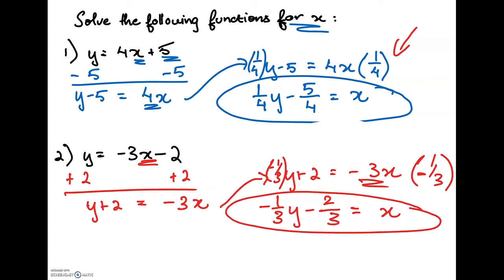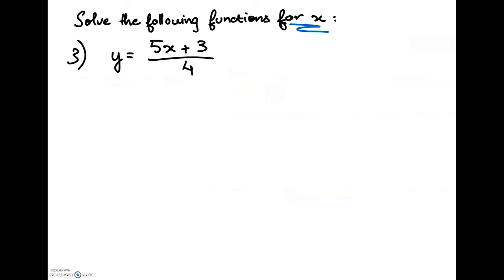So let's move on to the next example. Okay, so we have our next example over here. We have y equals 5x plus 3 all over 4. Now, we want to solve for x, like the question says. So we have to bring the x on its own. So here's our next step. Normally, when you have a denominator, the first thing you're going to want to do is get rid of that denominator so that you just have one line of an equation, if that makes sense.